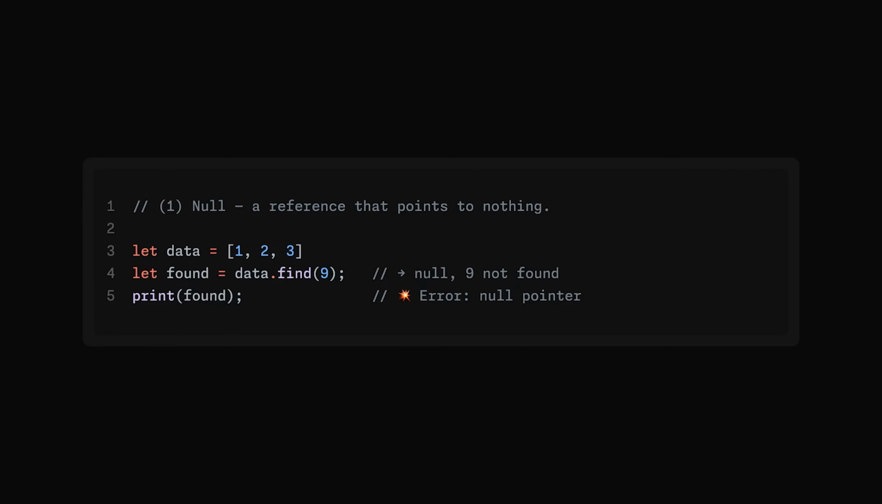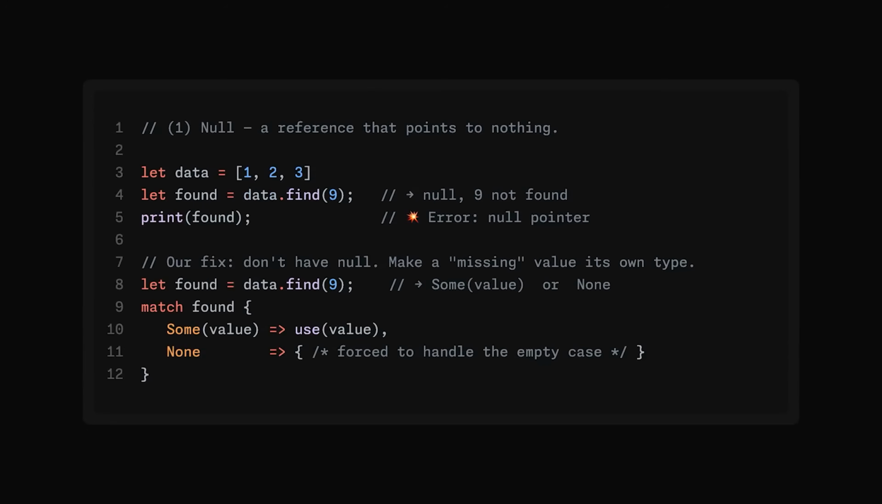Is there any way we can prevent null pointers? Well, here's a crazy idea. What if we just don't allow nulls in the first place? Instead, when a value might be missing, we make that possibility its own type, a type that the compiler can check at compile time. This forces us to handle the case where the value is missing before the program even runs, without adding any runtime performance costs.